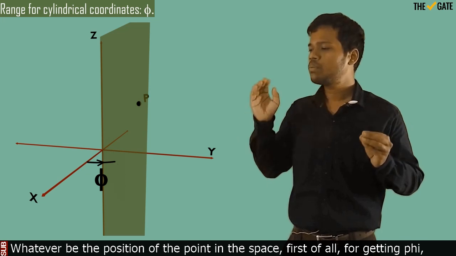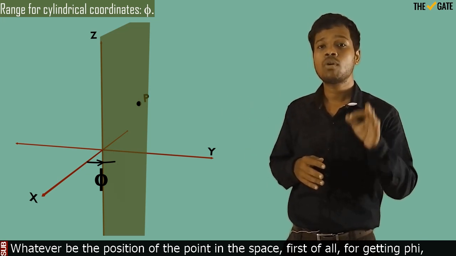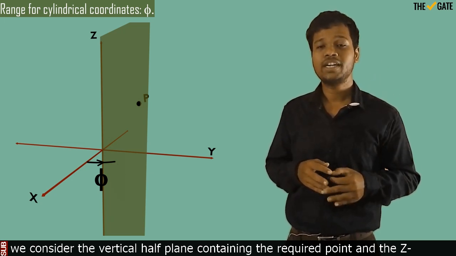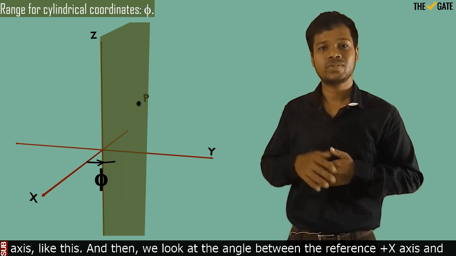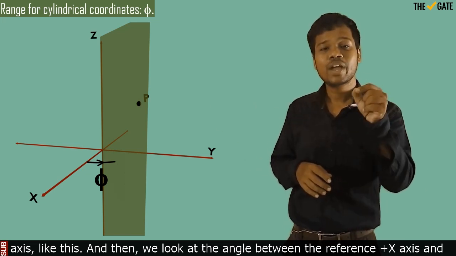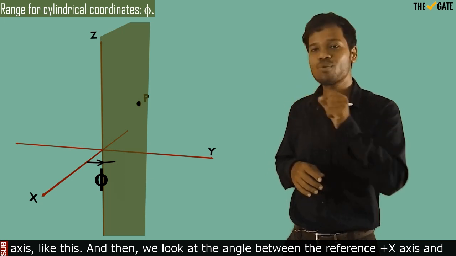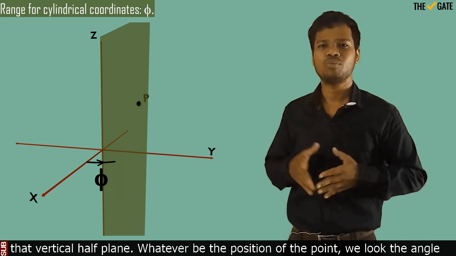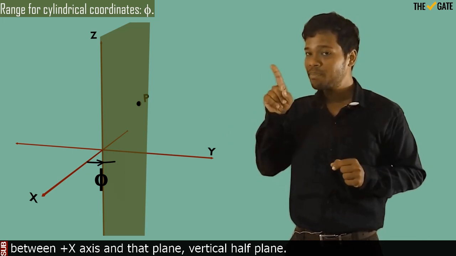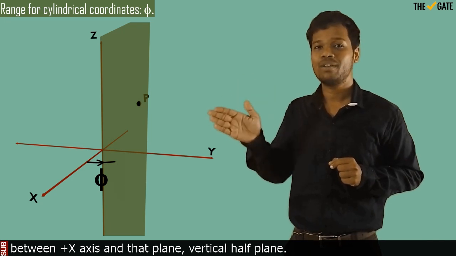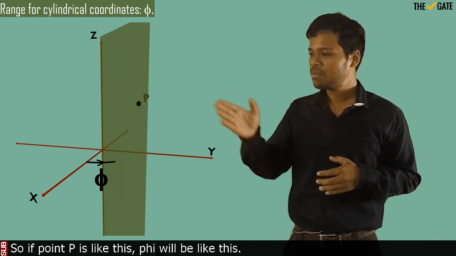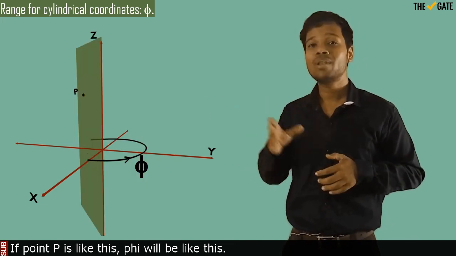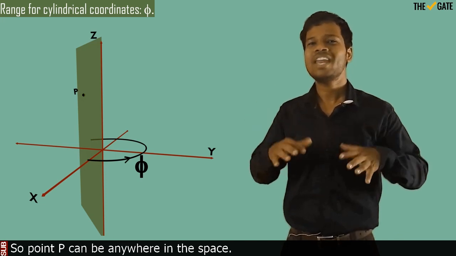Whatever be the position of the point in the space, first of all, for getting phi, we consider a vertical half plane containing the required point and the z-axis like this. And then we look at the angle between the reference positive x-axis and that vertical half plane. Whatever be the position of the point, we look at the angle between the plus x-axis and that vertical half plane. So if point P is like this, then phi will be like this. If point P is like this, then phi will be like this. So point P can be anywhere in the space.